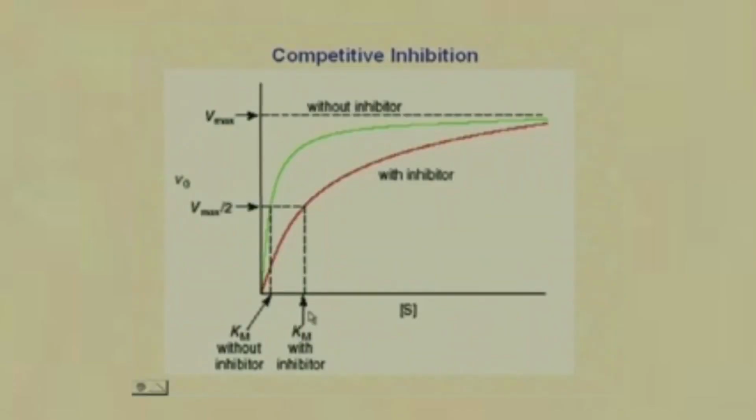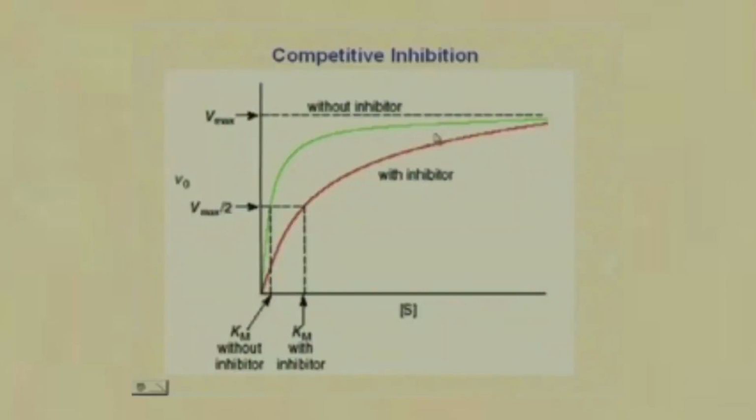So this is what we have. The green line is what? It is without the inhibitor. The normal Michaelis-Menten kinetics that you would see, which eventually gets to Vmax. With the inhibitor, we have a slower reaction because some of the enzyme has been taken up by the inhibitor. And we know that if we want to calculate Km, I have to consider half of Vmax. So this Km corresponds to what? Without the inhibitor. And this Km corresponds to with the inhibitor.